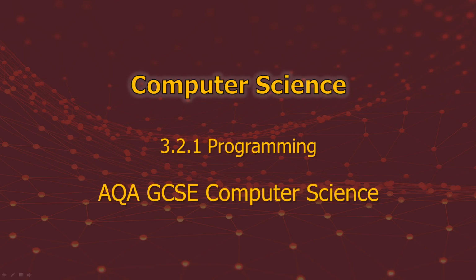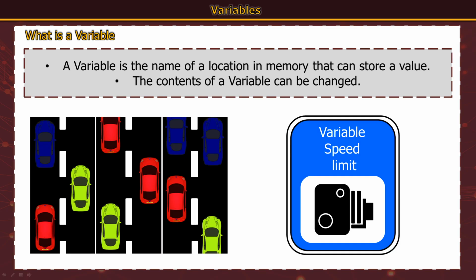Welcome to my video. In this video we're going to look at variables and constants for programming with AQA's GCSE in computer science. Let's take a look at what a variable is. A variable is the name of a location in memory that can store a value. The contents of a variable can change or be overwritten numerous times depending on the job of the program.